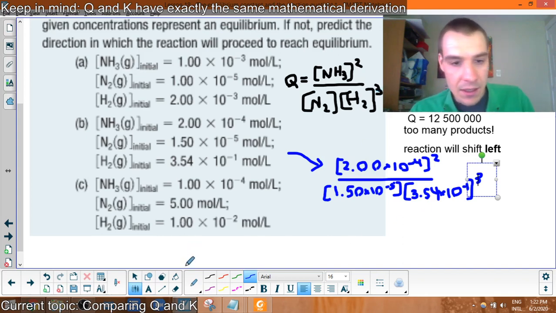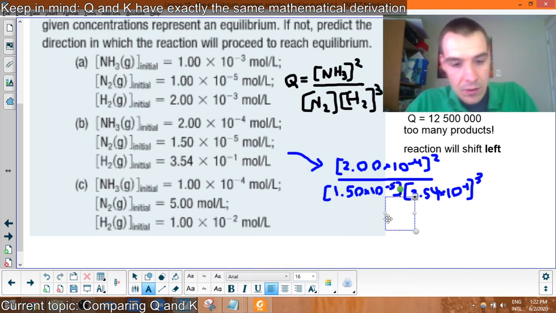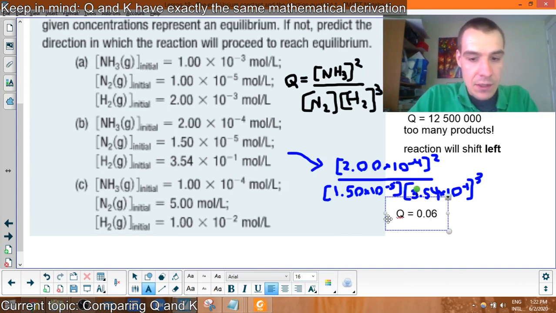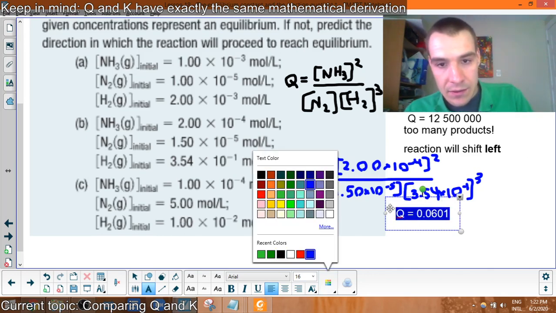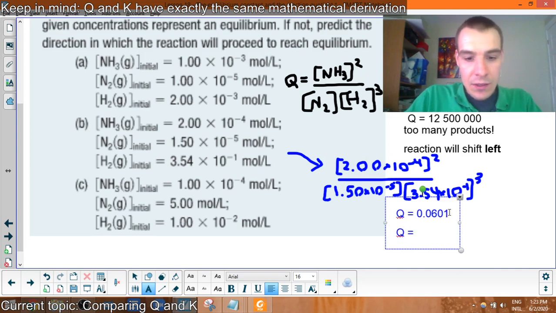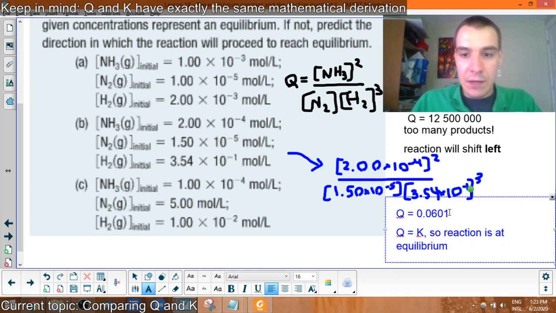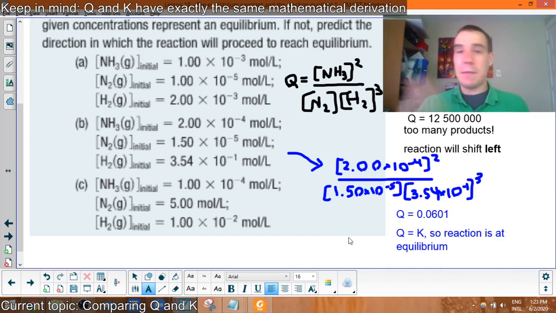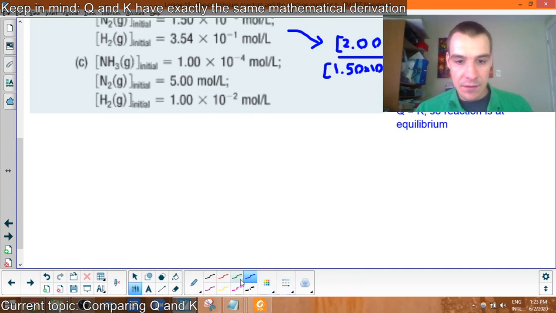I get, in this case, we'll make it blue so that it matches, Q is equal to 0.0601. Q is equal to K, so the reaction is at equilibrium. Right? It won't move left or right. The reaction is at equilibrium. The forward rate and the reverse rate are the same speed. And this last one you can probably imagine is going to be the other way, but let's actually prove it.